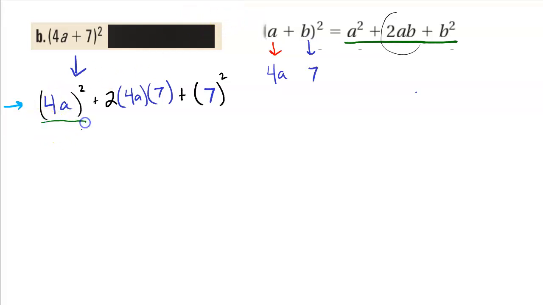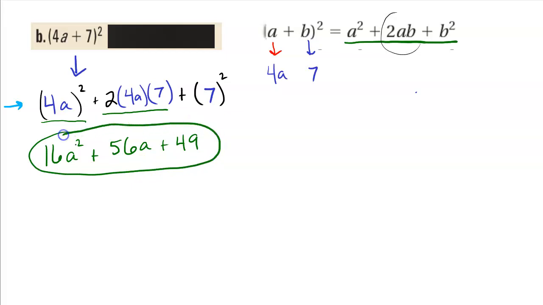This 4a squared would be, 4 squared is 16, and then I'd have a squared there. Plus, now I have 2 times 4a times 7. So this right here, I could multiply all the numbers together. So 2 times 4 is 8. 8 times 7 is 56, so I could say this is 56a coming from that. And then plus, well, 7 squared is 49. So I can get to my answer, and there's my answer.